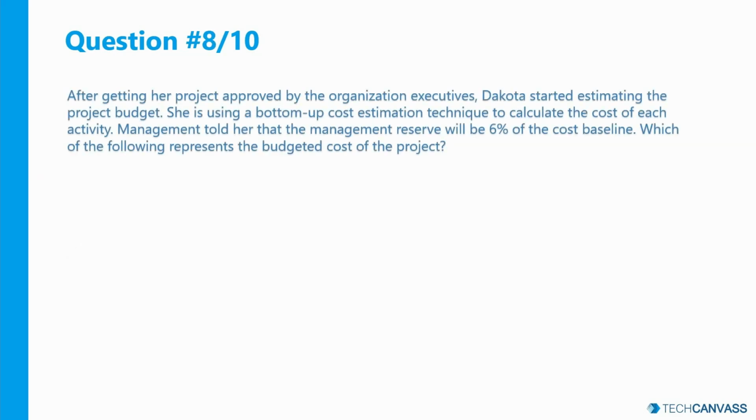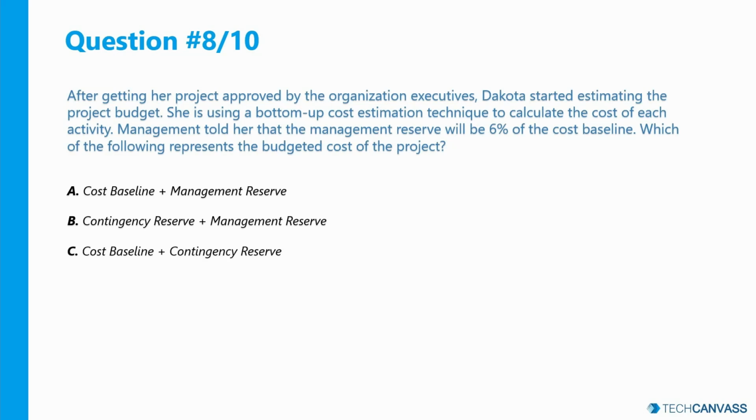Question number 8. After getting a project approved by the organization executives, Dakota started estimating the project budget. She is using bottom-up cost estimation technique to calculate the cost of each activity. Management told her that the management reserve will be 6% of cost baseline. Which of the following represents the budgeted cost of the project? Cost baseline plus management reserve, contingency reserve plus management reserve, cost baseline plus contingency reserve, or is it only cost baseline?